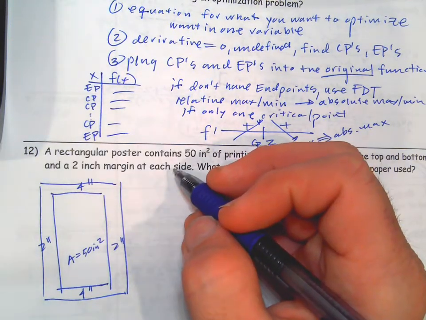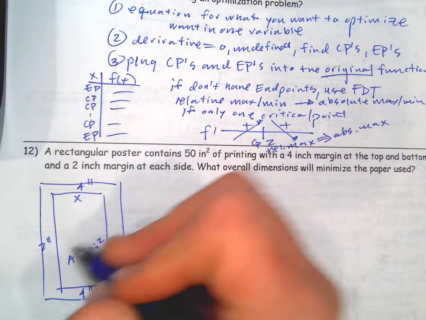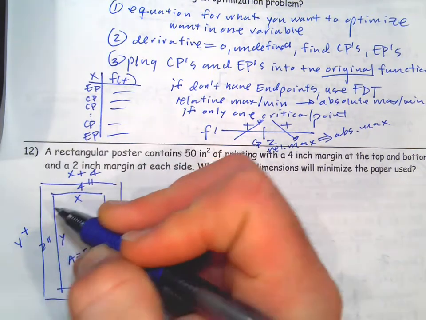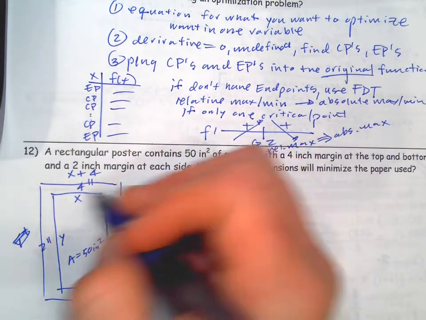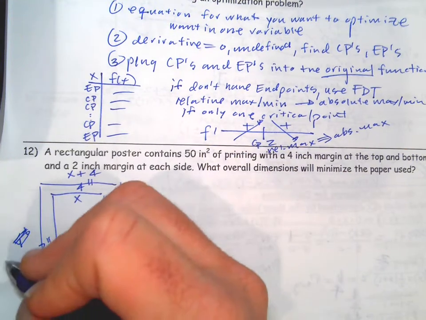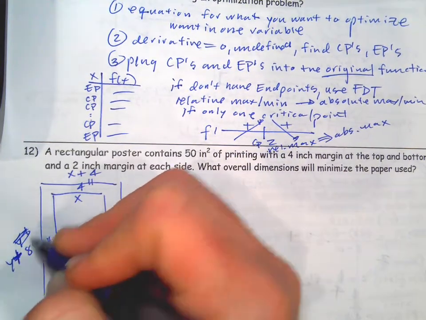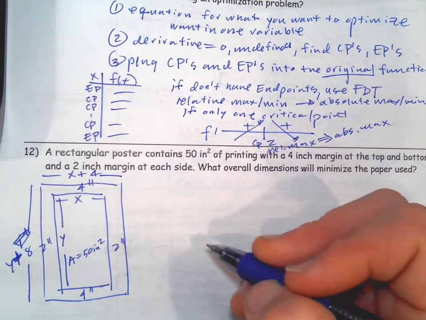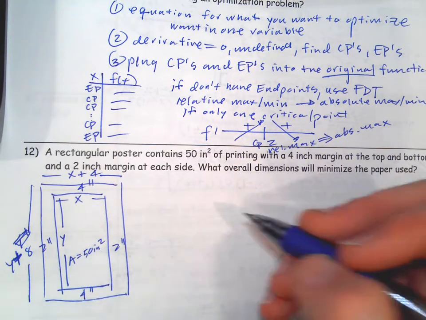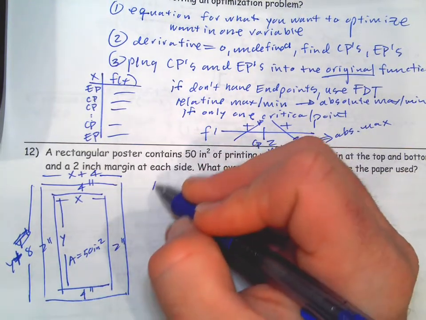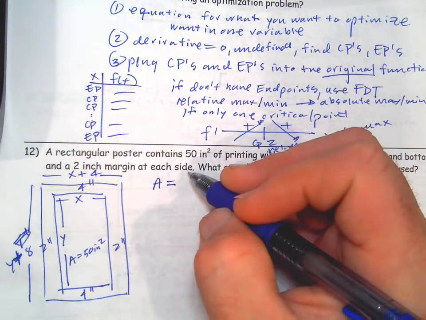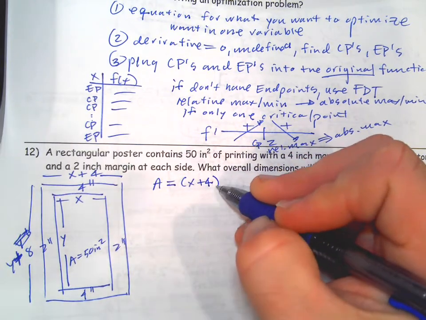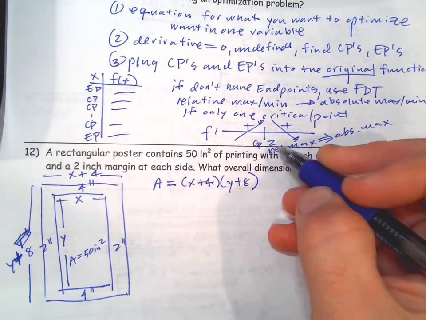And so we should probably create some variables. Like this could be x, that could be y. This could be x plus 4. This could be y plus 8. So we're trying to minimize the paper used, which would include all of it, including the borders and everything. So we've got to find the area. The area would be base times height, x plus 4 times y plus 8. And then we want to get it in terms of one variable.